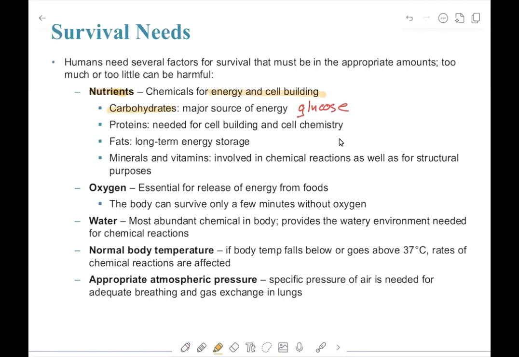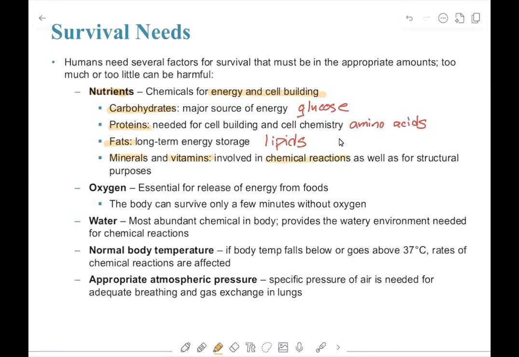Proteins are needed for cell building and cell chemistry, and these are all built of amino acids, as you'll learn more about in chapter 2. The third would be fats, which are long-term storage, and they are technically called lipids. Then there's also minerals and vitamins that are necessary and involved for certain chemical reactions.